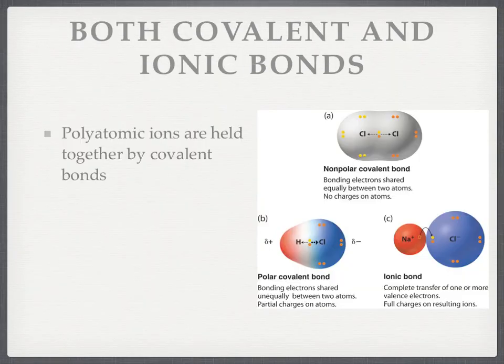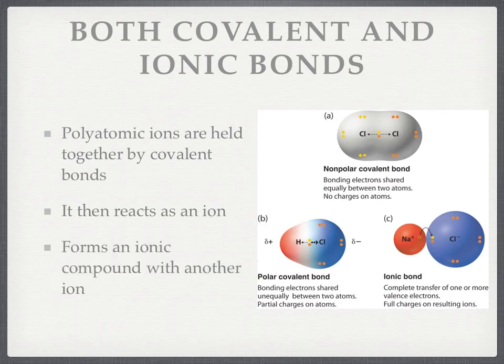Okay, some things can have both covalent and ionic bonds. We've talked about this a little bit, but the polyatomic ions are covalently bonded, but they react like an ion. And they form ionic compounds with another ion. So the polyatomic ions, the ones that we talk about, those like NO3 and OH minus and so on, are bonded covalently, and then they work like an ion and bond to another metal.